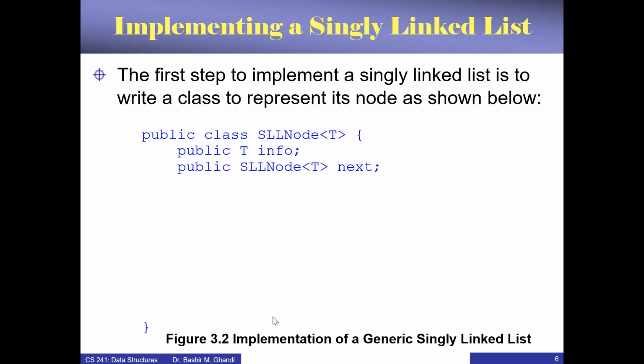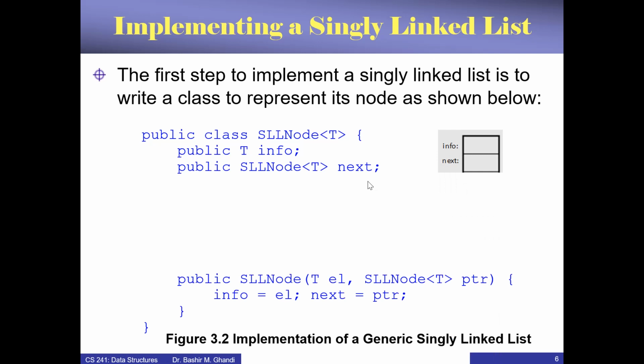Next are constructors. When you are defining a class, of course, you have to define constructors that will allow you to initialize the values of your variables. So this is our main constructor, singly linked list node. It will receive two inputs: an element of type T, remember, T is the generic type, and a pointer of type node.